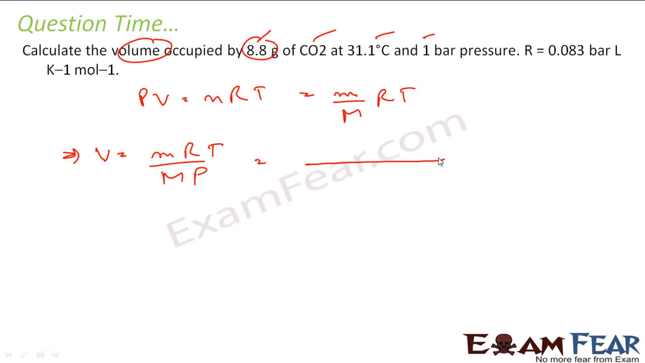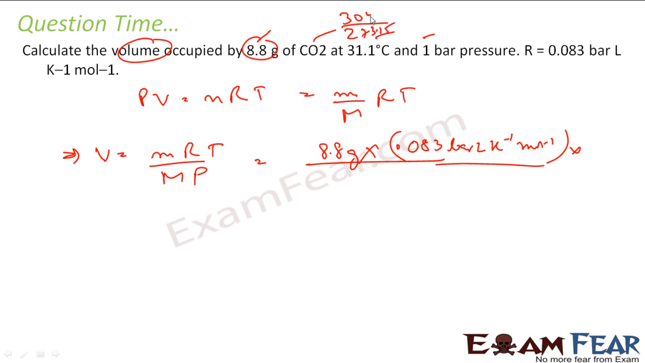So first thing we'll do, we'll put the value of m, this is 8.8 gram. What is the value of R? R is given, 0.083 bar liter per Kelvin per mole. Okay. T has to be in Kelvin now. So T is 31.1 degrees Celsius. If you convert to Kelvin, you add 273.15 to this. So you get 304.1 actually. So this becomes 304.1 Kelvin.